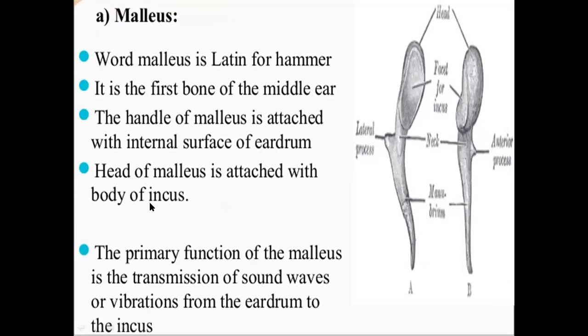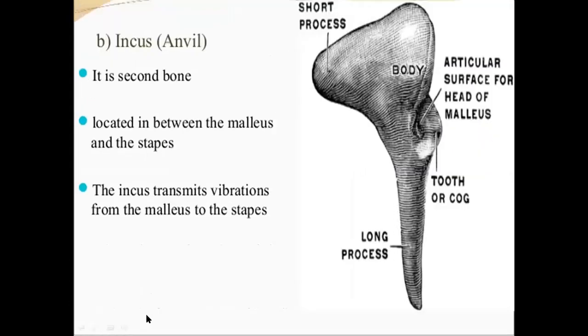The head of the malleus is attached with the body of the incus. It forms a joint. The primary function of the malleus is to transmit the sound waves or vibrations from the eardrum to the incus. So this is the function. It transmits the vibration from the eardrum because it's attached toward the eardrum. It gets the vibration from the eardrum and transmits it to the incus.